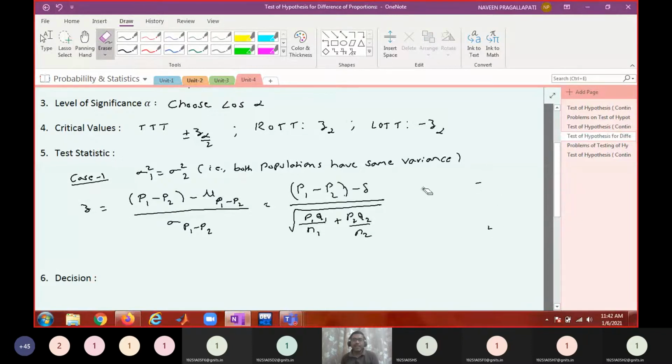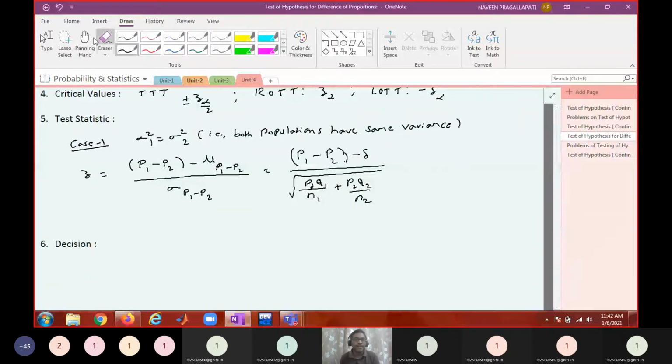Okay, so p1 is the first sample proportion, taken from the first population, and p2 is the sample proportion taken from the second population. n1 is the first sample size taken from the first population, n2 is the sample size taken from the second population. Generally we apply this case 1 formula when delta equal to 0, or when it is assumed that both have the same population variances.